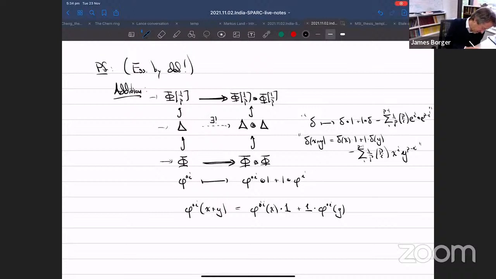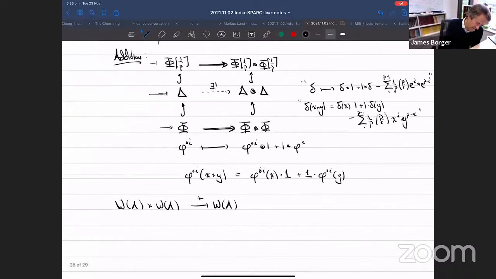So for instance, we have W of A cross W of A goes to W of A. This is addition. I told you that addition of Witt vectors essentially came from the Leibniz rules for the delta operators with respect to addition. And from this point of view, the way that works is this is hom from delta to A cross hom from delta to A, mapping to hom from delta to A.